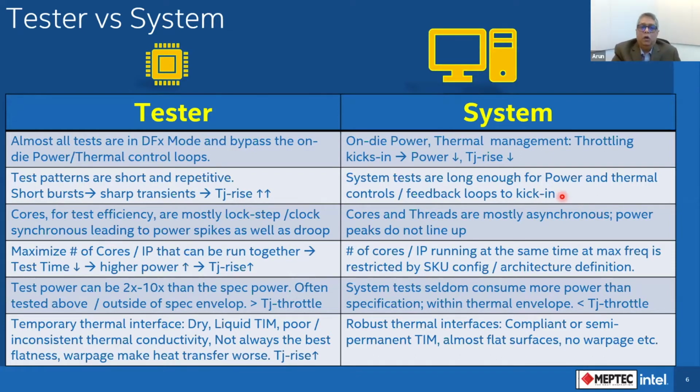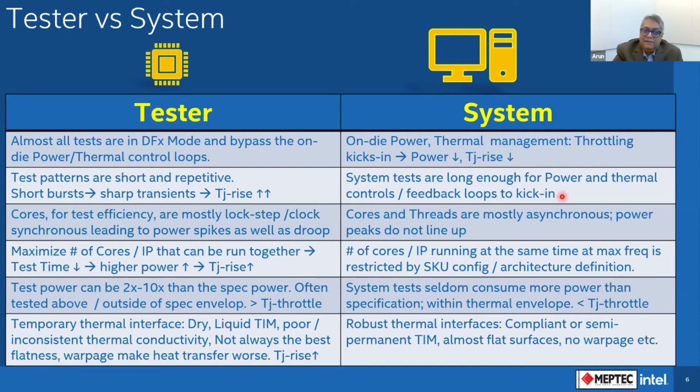Cores, we have multi-cores, right? For test efficiency, we usually run them at lock steps. And this is called the tester deterministic, curse of determinism. And we have power spikes, and all of them have the power spike exactly at the same cycle. But it doesn't happen on the system because cores and threads are almost asynchronous, and temporally the power is distributed.